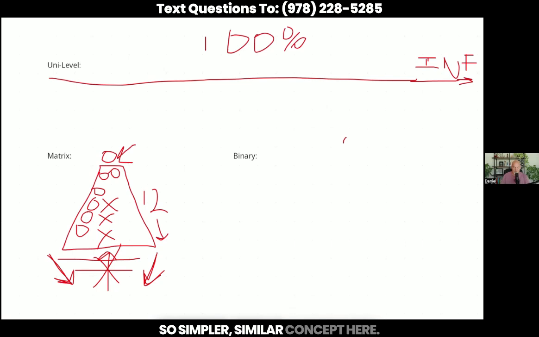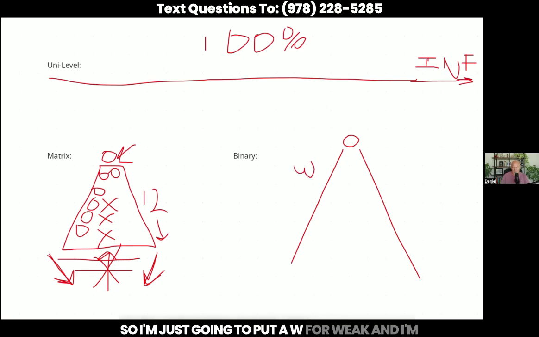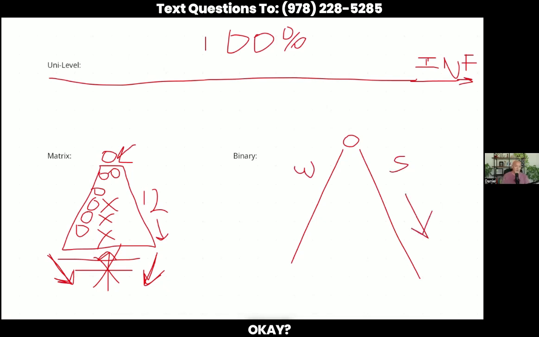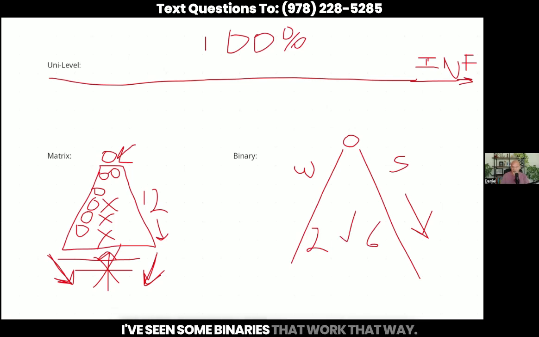Now let's go over here and take a look at a binary. Similar concept here with a binary. You have one leg, you have two legs, bi meaning two. And you always have a weak side and a strong side. So I'm just going to put a W for weak, and I'm going to put a strong side over here. It doesn't matter how big your strong side gets. In most binaries, they either do cycles, it might be 6 on one side compared to 2 cycles on the other, and then you get a commission. I've seen some binaries that work that way.